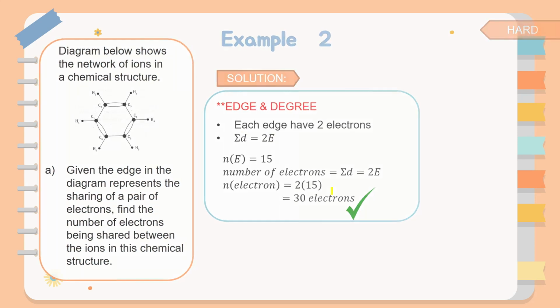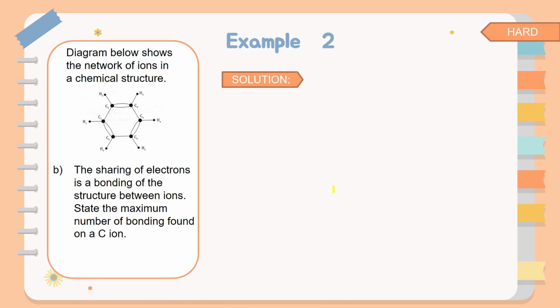For the next question, which is the B question, it is the same chemical structure, but it asks us to find the sharing of electron, which is a bonding of the structure between ions. This is the H. State the maximum number of bonding found on a C ion, which means each ion, one carbon ion. C is carbon.